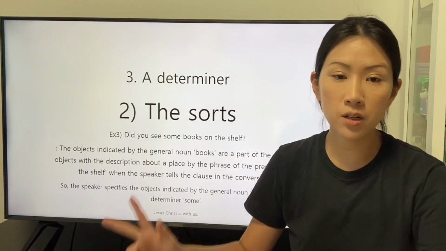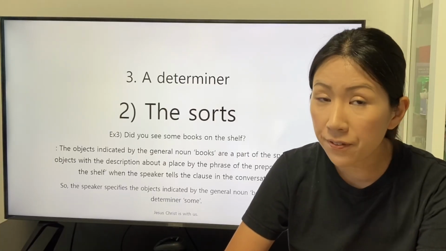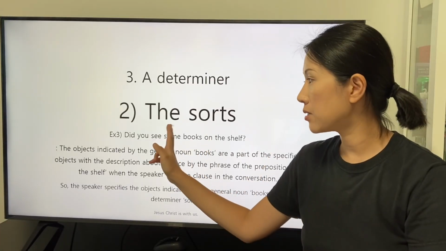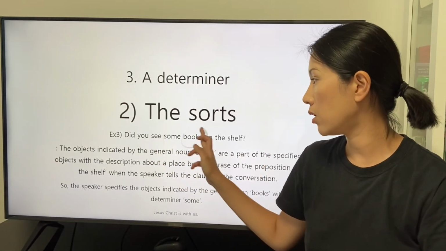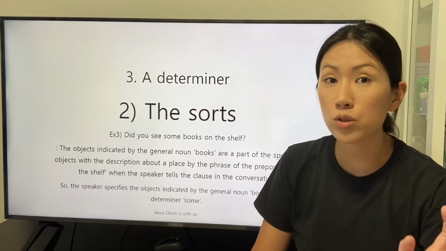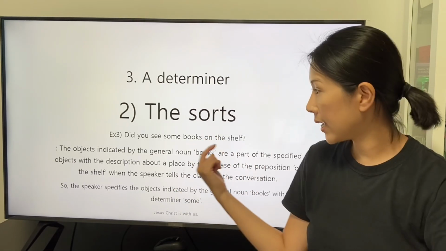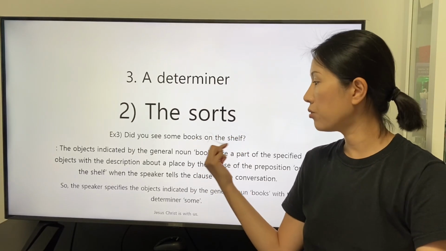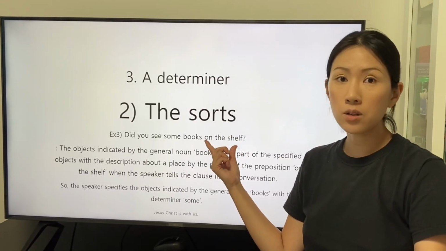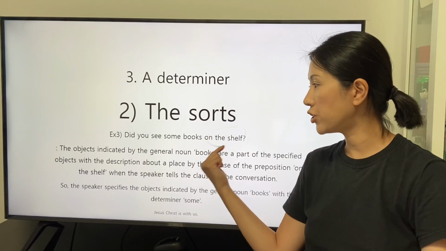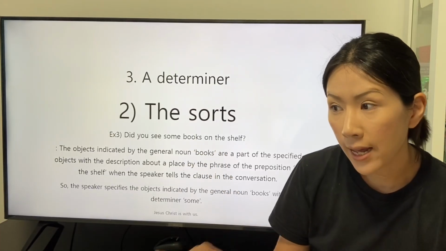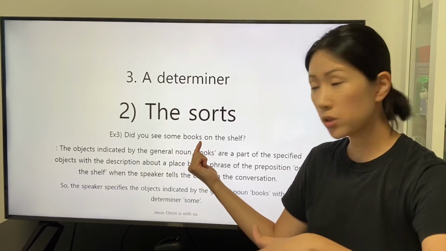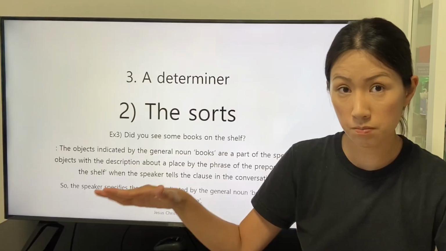There is the third clause. Did you see some books on the shelf? This clause is stated in the interrogative clause, and the speaker applies the determiner some for the object indicated by the general noun books. And there is a phrase of a preposition on the shelf. This description by the phrase of the preposition on the shelf tells the listeners that the object indicated by the general noun books are specified.